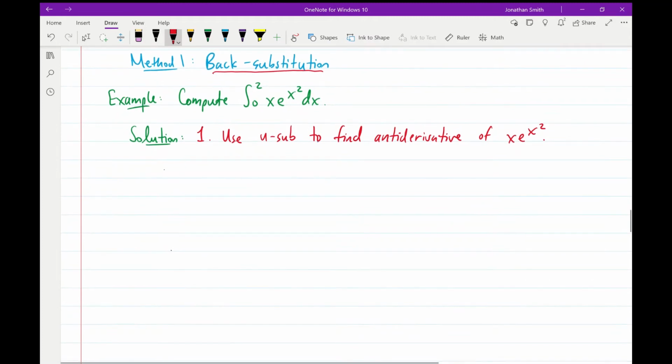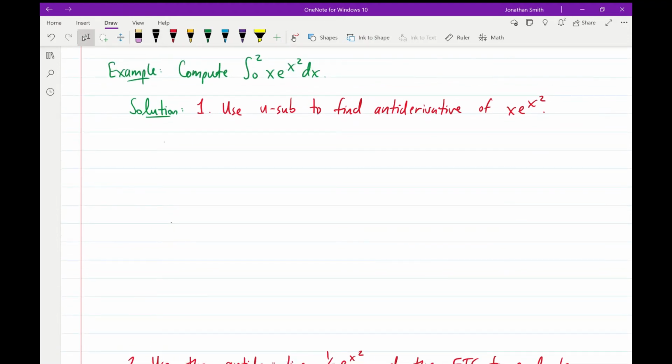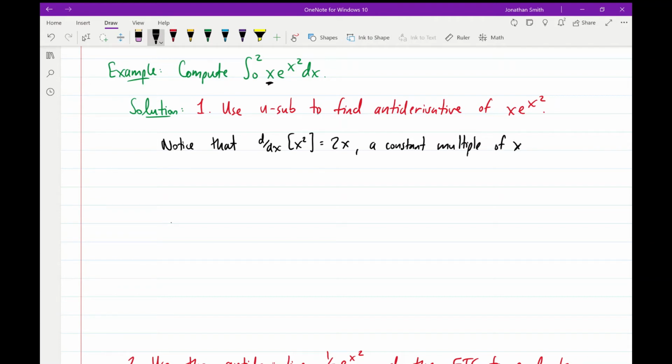So in this example, we want to compute the definite integral from 0 to 2 of x times e to the x squared dx. And we're going to use this first method called back substitution. So the first thing that we're going to do is use u-substitution to find an antiderivative of x times e to the x squared. So I notice that inside of the integral here, the derivative of x squared is going to be equal to 2x, and 2x is a constant multiple of x, which also shows up inside of the integral here.